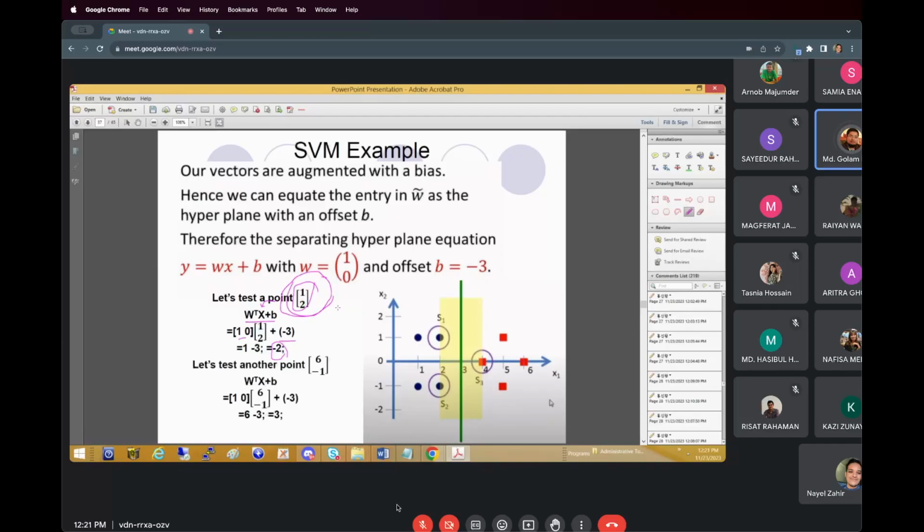If we look at our plot, the point is (1, 2). You can see 1 and 2, so the point will be here. We can see that this side is the negative side, so this is negative, and it is correctly identified as negative.